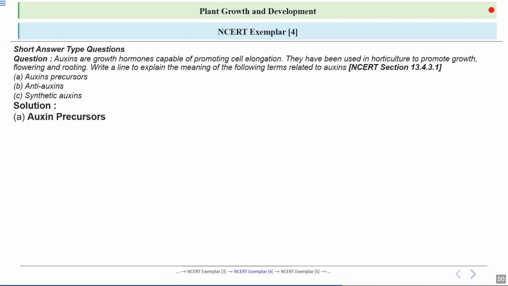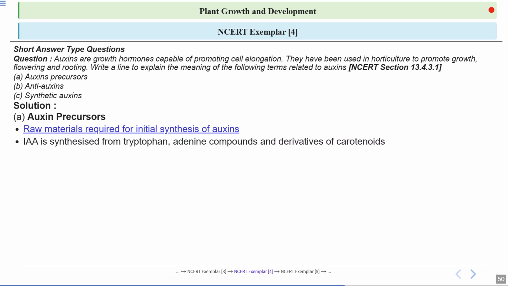So let us see. A. Auxin precursor. It is a raw material required for the formation of auxin hormone. Okay, the raw material that is required for making of the hormone auxin. Now, indole acetic acid, this is synthesized from which particular amino acid? Tryptophan. Okay, indole compounds and the derivatives of carotenoids. So these are the precursors of the auxin.